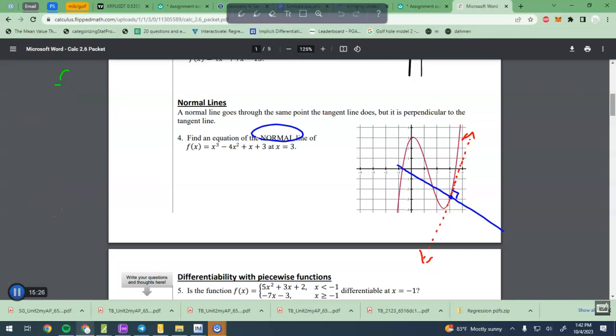Okay, so then I'm going to do this problem here. y equals blank times x minus blank plus blank. It's the equation of a line, right? What goes here is always the x value. They're just telling me that's 3. What goes here is the y value. You get the y value by plugging into the original: 27 minus 36 plus 3 plus 3. So I believe that is negative 3.